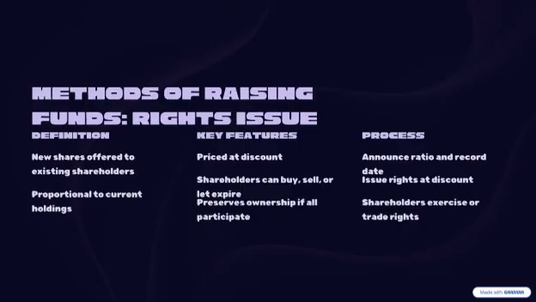Record date is established to determine eligible shareholders. Now, rights are issued typically at a discount, and shareholders can exercise, sell, or let their rights expire.